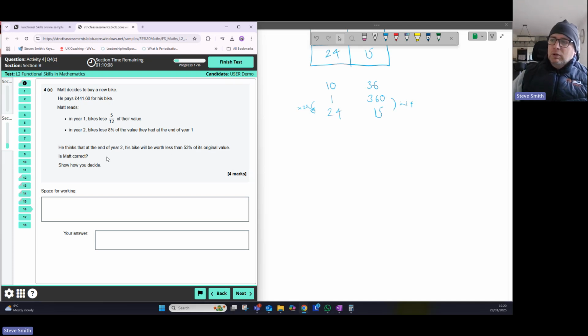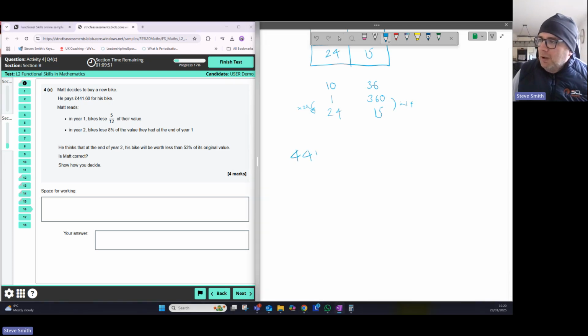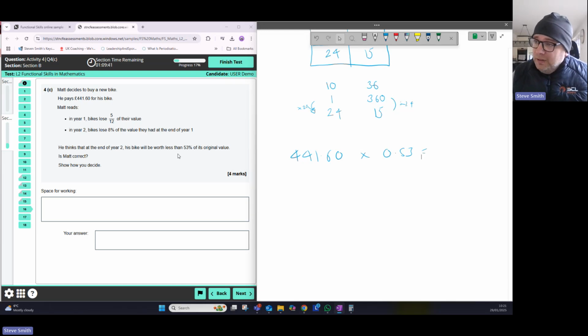So this is the comparison question, and kind of like a backward compound interest almost. We're finding a proportion of a portion of a portion. My first bit, and the easy bit of maths, would be to work out 53% of the original value. So we've got £441.60 times by 0.53 will give us 53%.